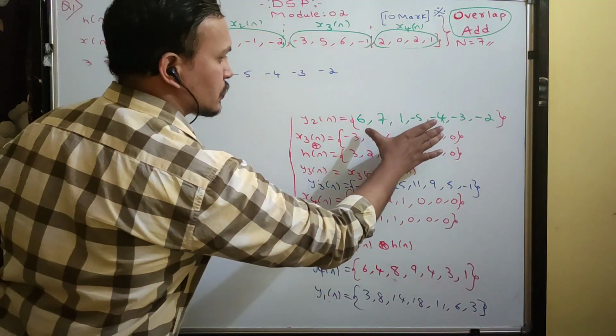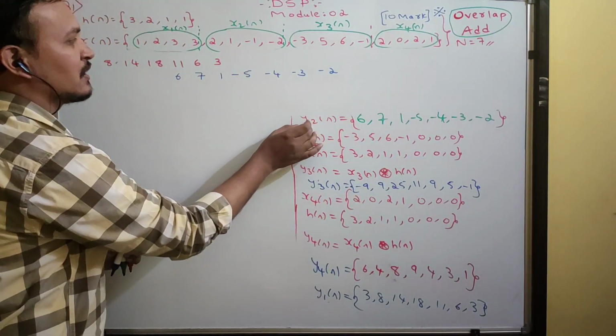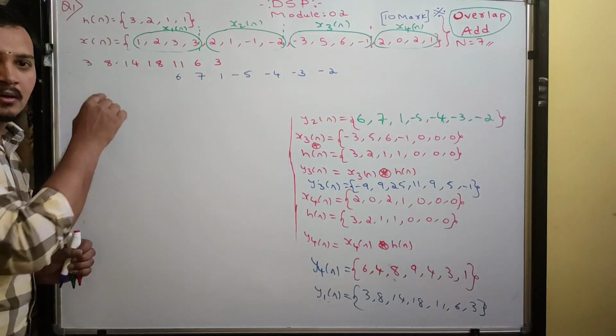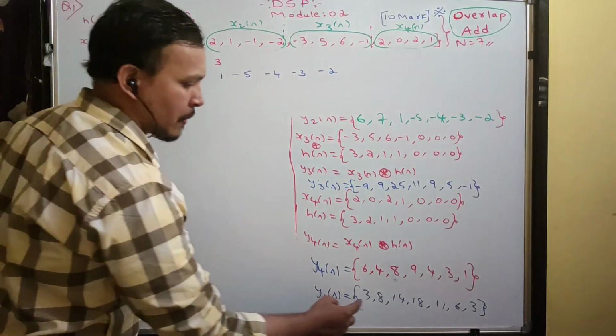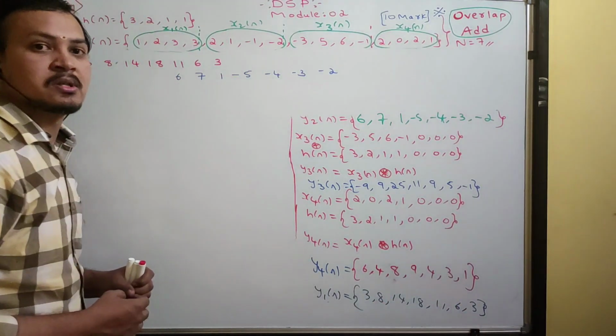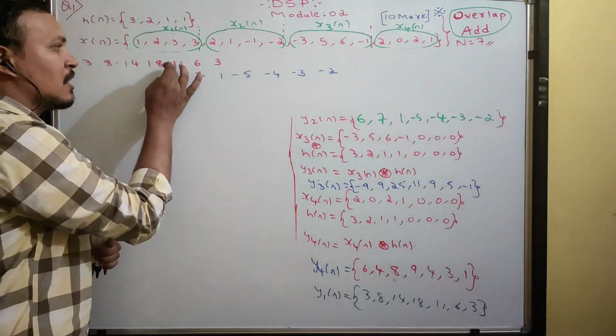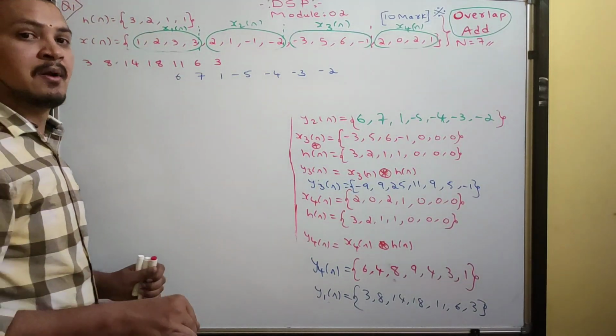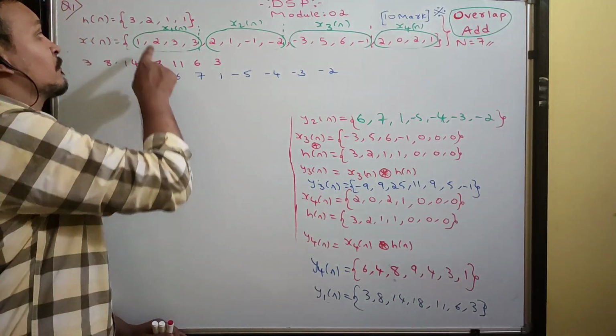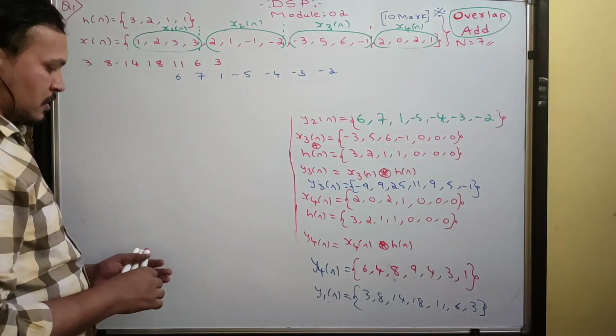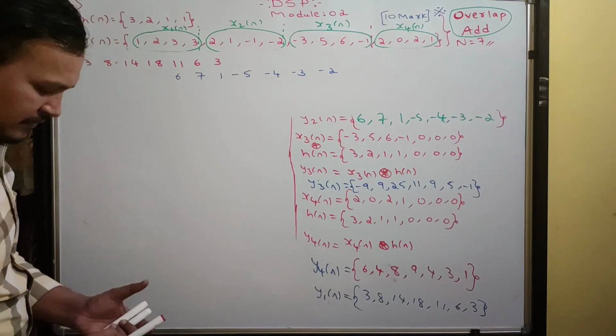Understood, guys? You should overlap this y2 of n with y1 of n. Where should I overlap? Overlap with the last m-1 samples. Take the same output and overlap with the last 3 samples. Why 3 only? m-1. What is m? 4. 4 minus 1 is 3. This is y2 of n.